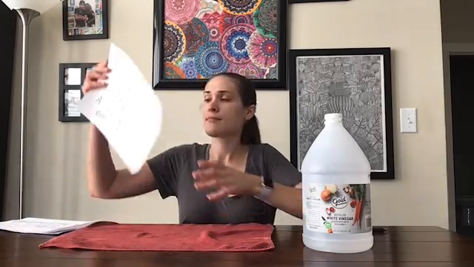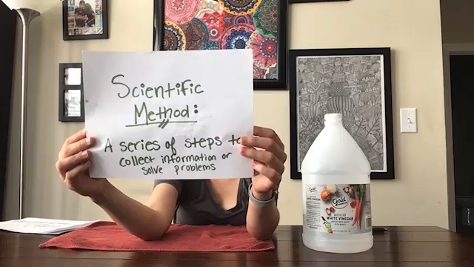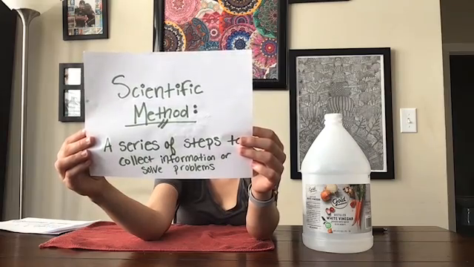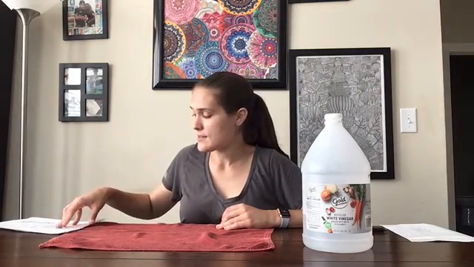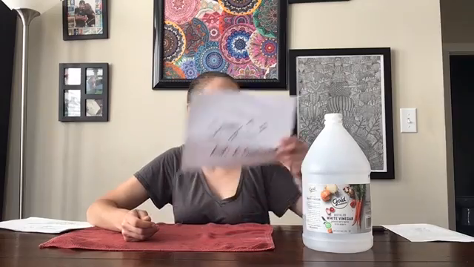Now, some of you may know the definition of the scientific method, but let's talk about it and some of the steps for a moment. For those of you that don't know, the scientific method is a series of steps used to collect information, solve problems, or answer questions. The first step in the scientific method is one that most people do naturally, and that is to ask a question. And that's what I did. I started the scientific method without even really thinking about it. I asked myself, why does the vinegar have bubbles? And what do those bubbles do when they interact with different surfaces and objects?